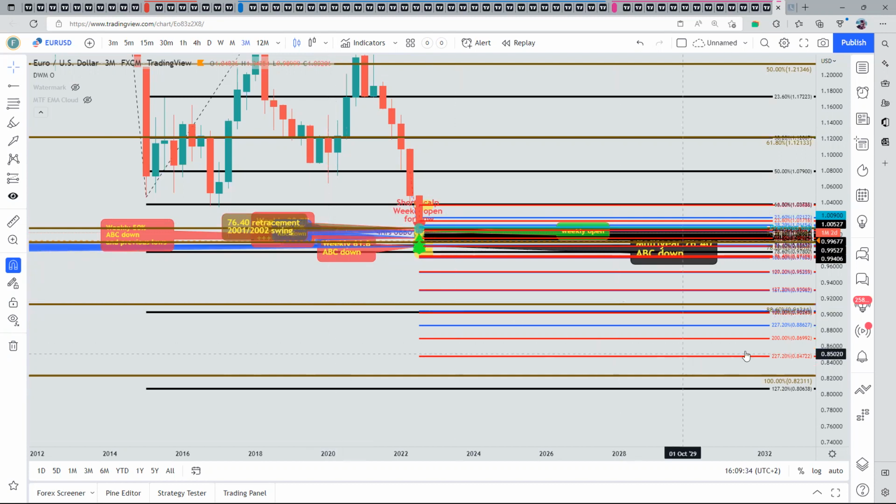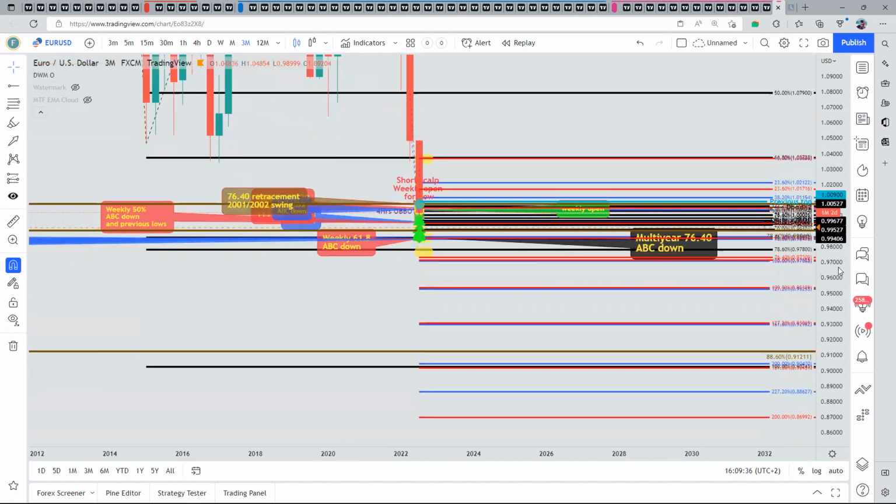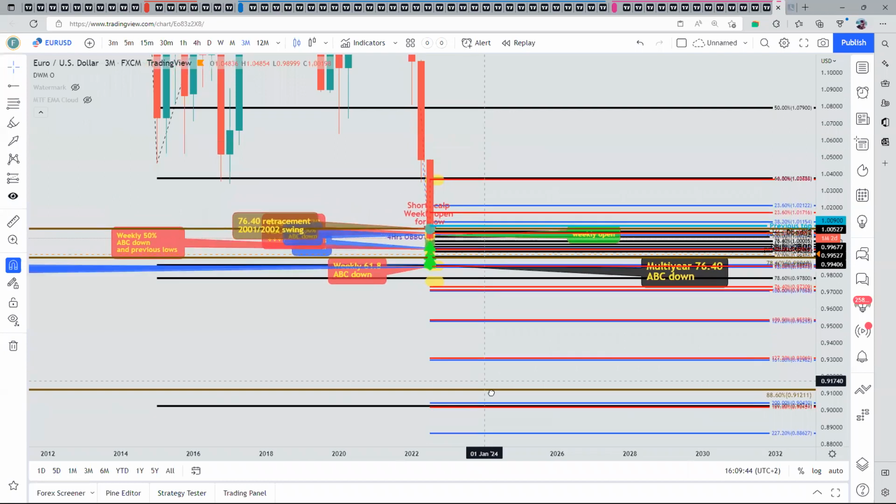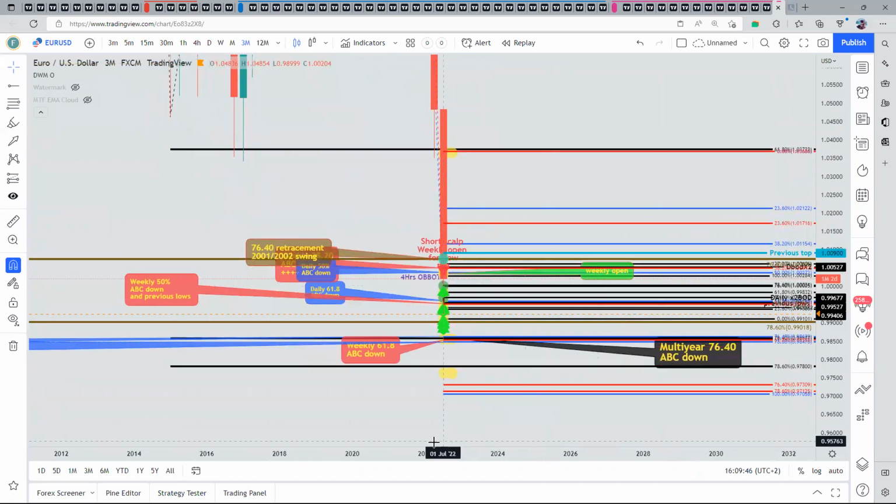But I don't think we will see this one. I don't hope so anyway, but it's possible. That would be at 0.90. If we would break really lower, we would go there. But for now, it's not what we are looking for.